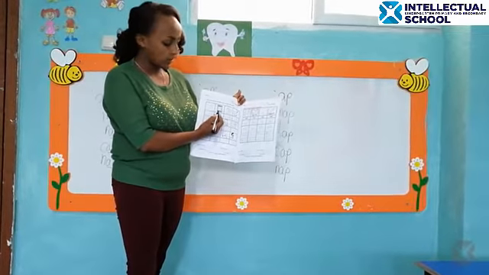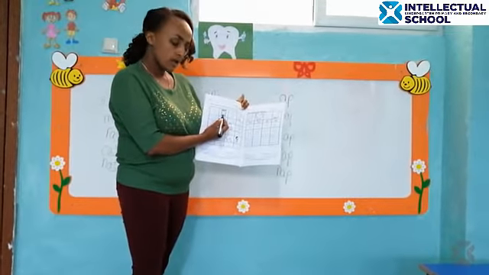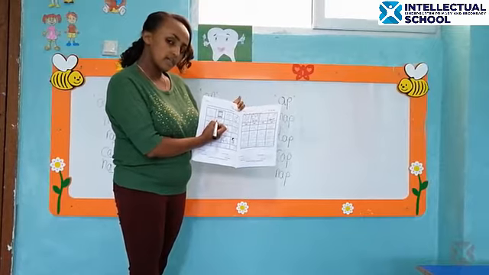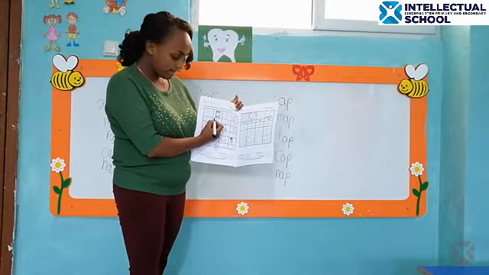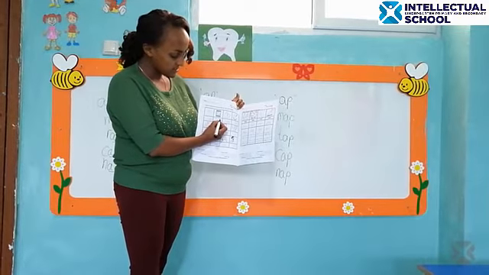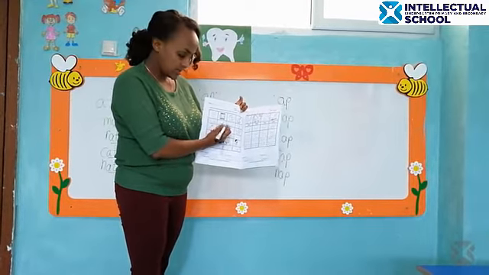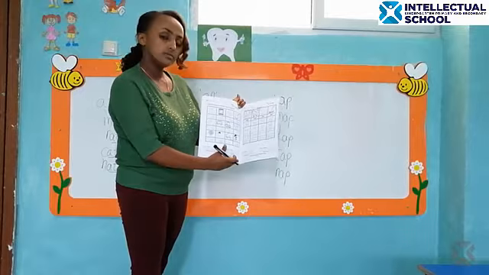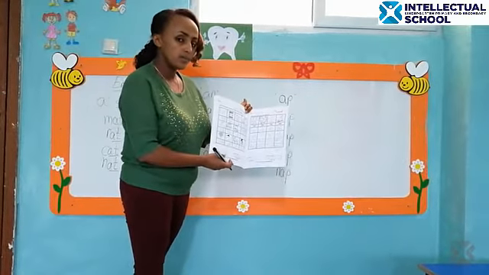One more example. What is this picture? Mat. So what is the first letter for mat? M. You write m here and you trace at. That is mat. You will do this exercise just like the example, okay?